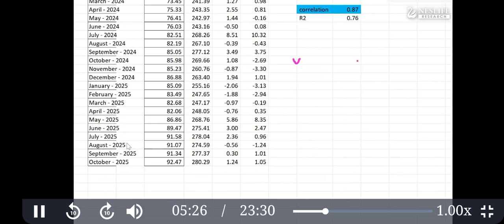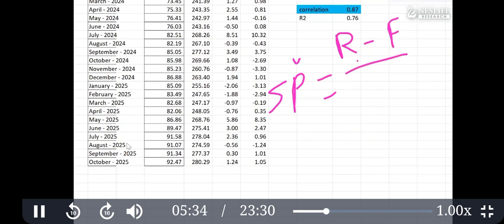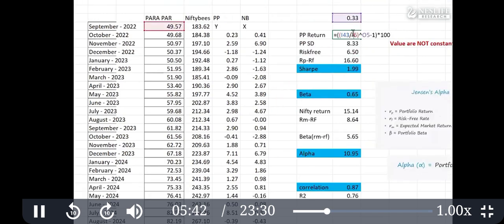We discussed this last time as well. Sharpe's ratio is equal to portfolio return minus risk-free return (FD return), divided by standard deviation. Okay, you get the Sharpe's ratio. We have these three values here: this is the portfolio return, R, this is the FD return, and this is the standard deviation. You just find it out by this and you get 1.9 as the Sharpe's ratio.